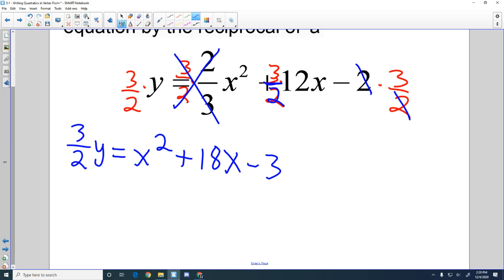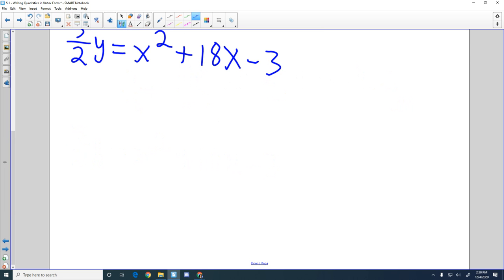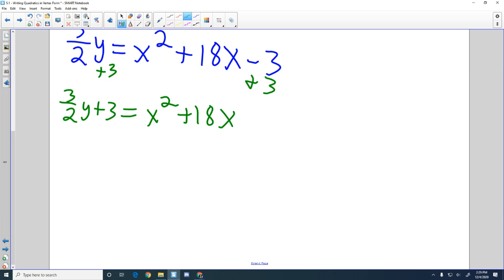Is this a perfect square trinomial? Not yet. So let's add 3 to both sides. Right, I got to cancel this out by adding 3. Adding 3 equals x squared plus 18x. And what's our magic number today, folks? Carlos says 81. Anybody agree with him? Yes. I do too. Plus 81, plus 81. Add that to the 3 on the left.